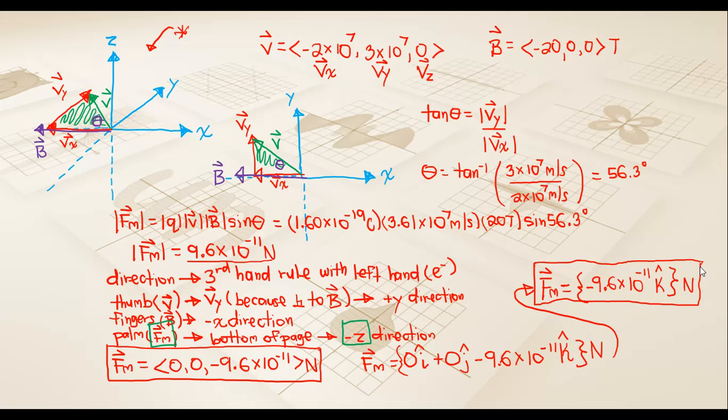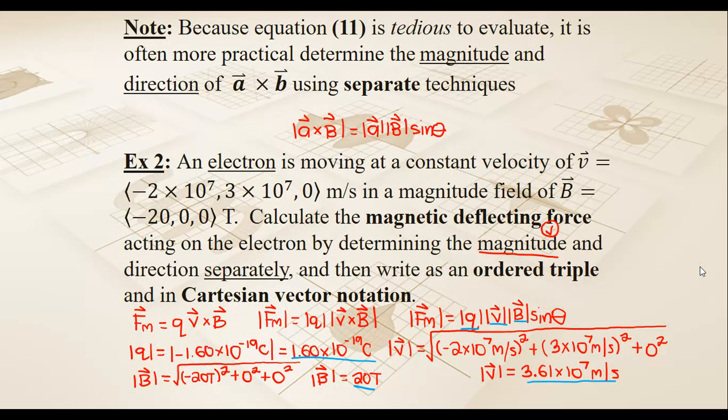Okay, so this is one way we could have done this. The way we evaluated this cross product is we figured out the magnitude first, then we figured out the direction using the third hand rule, and then we can combine them. But we can actually just do a flat out mathematical calculation to do this, which we'll get into in a moment.